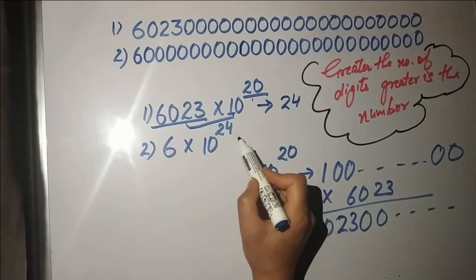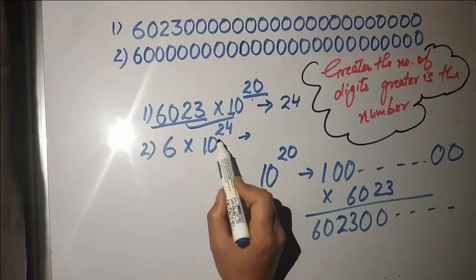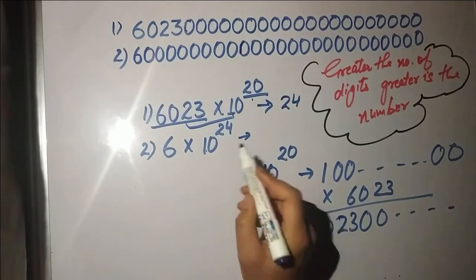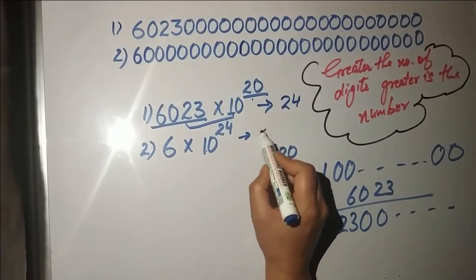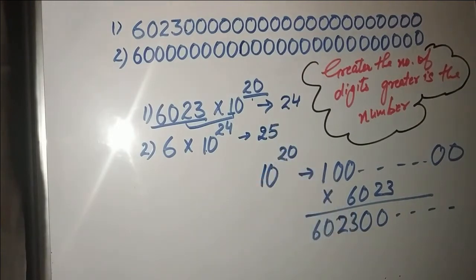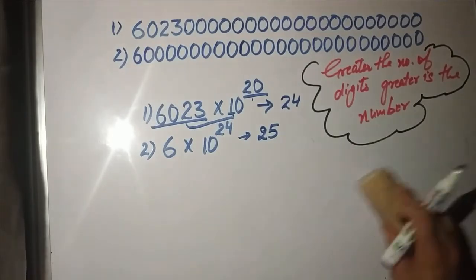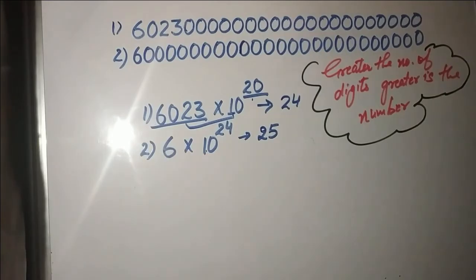Similarly here, 24 zeros, because 10 raised to power 24 means a number with 24 zeros, and 1 into 6 will give you one more digit, which is 6. So it's gonna be 6 followed by 24 zeros, means in total they are gonna be 25 digits. So second one is a 25 digit number and the first one is a 24 digit number. That means our first number is smaller and the second number is greater.